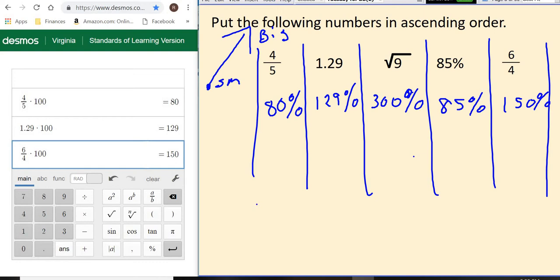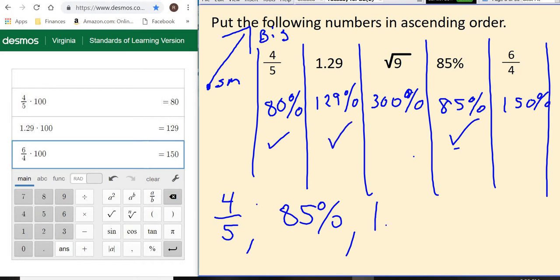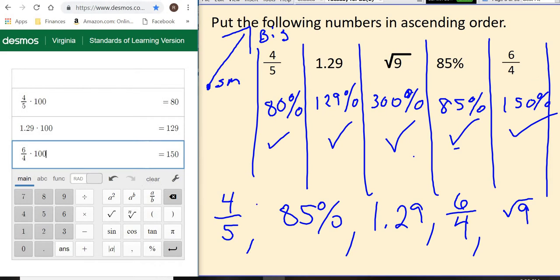So when I look here, my smallest percent is the 80, so it would be 4 over 5. My next smallest is 85%, so that goes next. My next smallest would be 129, so that's 1.29. Next smallest is 150%, so that's 6 over 4. And finally, my largest percent, my biggest percent, is the square root of 9. So with your calculator and a little bit of organization and time writing these down, you are not going to miss them.